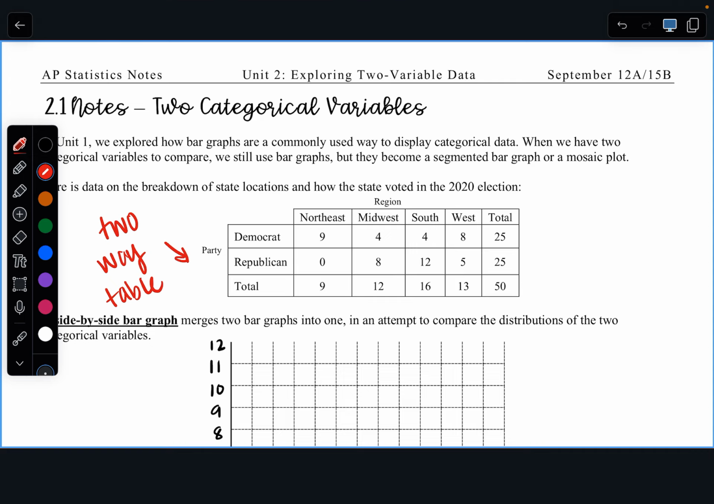It's as simple as rows being one variable, columns being the other. But because of the wording, or what it's called, some people kind of freak out and forget what a two-way table is. All it is is displaying one categorical variable for the rows, one for the columns. In this case, we're looking at data from the 2020 election. So we have the two political parties and we have the regions of the United States. What you'll notice is it does total up to all 50 states. They divided them into Northeast, Midwest, South, and West.